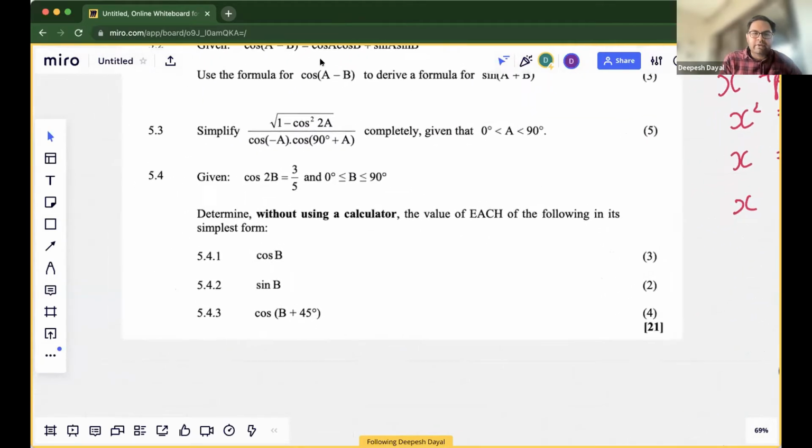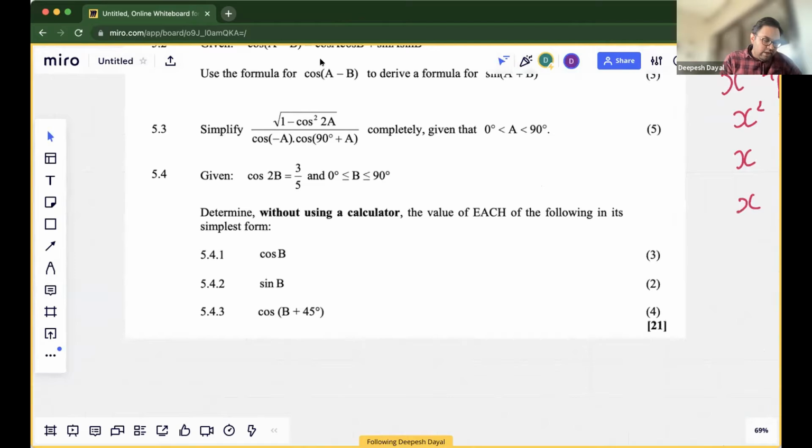Simplify 5.3, simplify square root 1 minus cos squared 2a over cos minus a times cos 90 plus a. And we need to simplify it. And they also say a is between 0 and 90 degrees, right? So this actually simplifies very easily into a number.